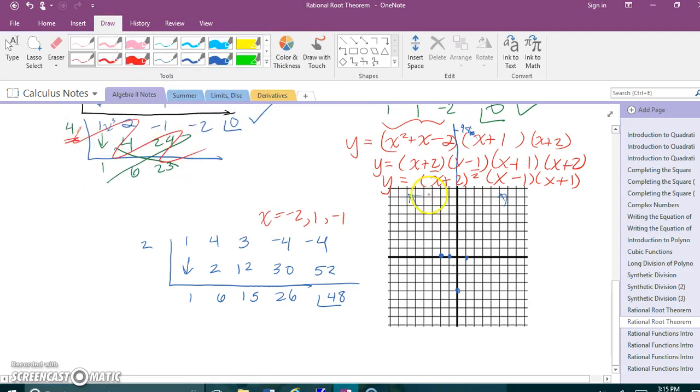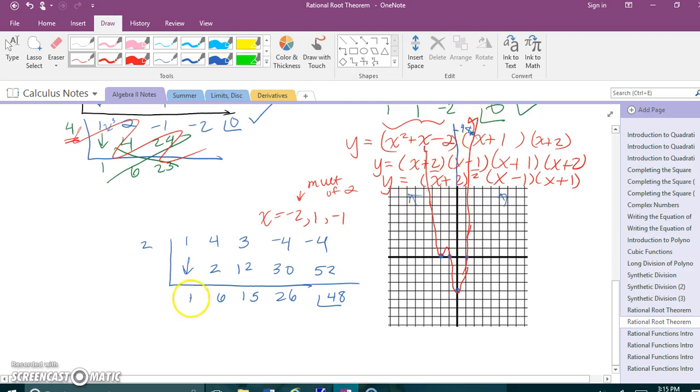So let's connect this. I'm going to start from the top. And, okay, -2 is the one with multiplicity. This has multiplicity of 2. So that means it's going to bounce off of that x-intercept. It's not going to pass through it. I have to quickly turn around to pass through -2, go through my y-intercept, I pass through -1, then I pass through 1, and there we go.